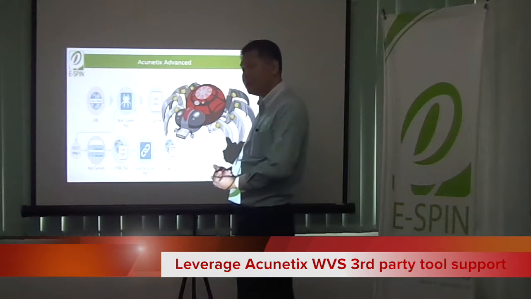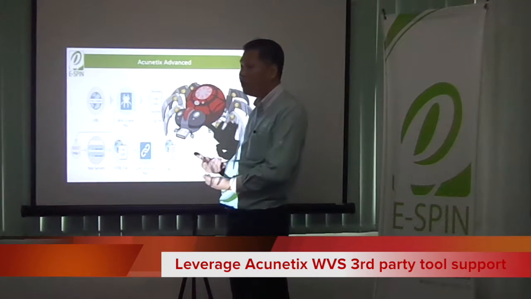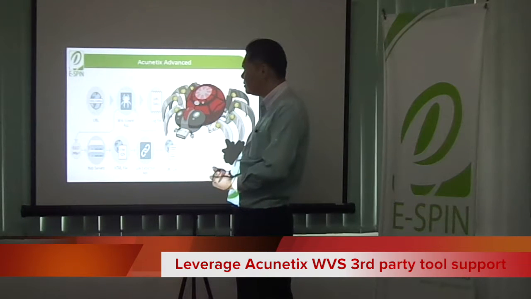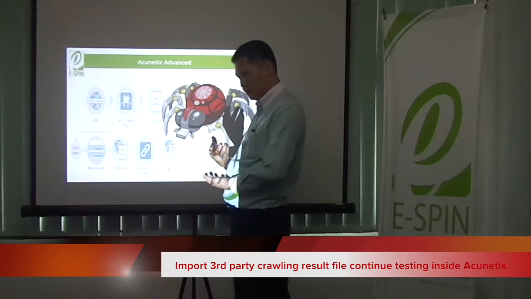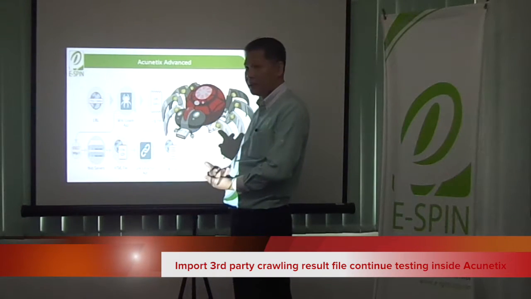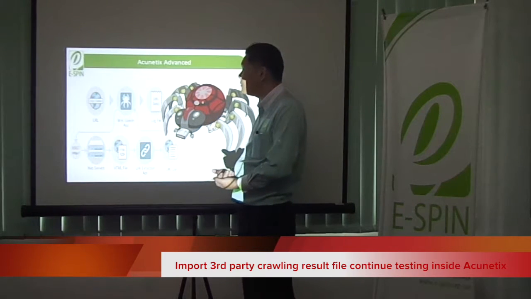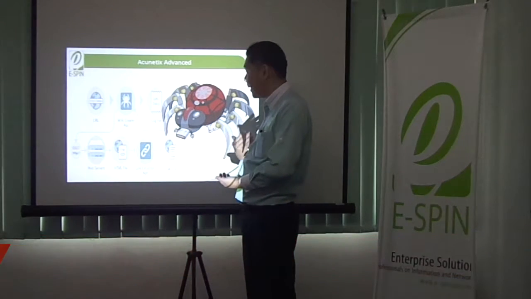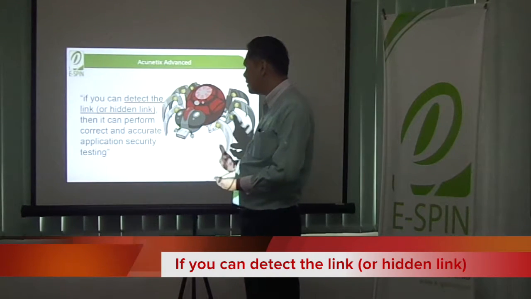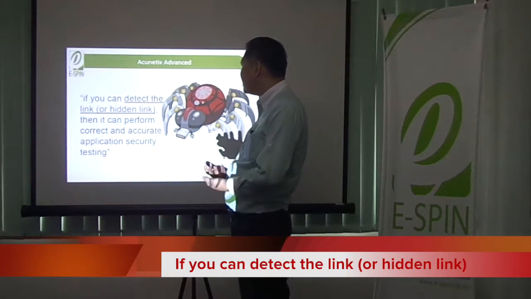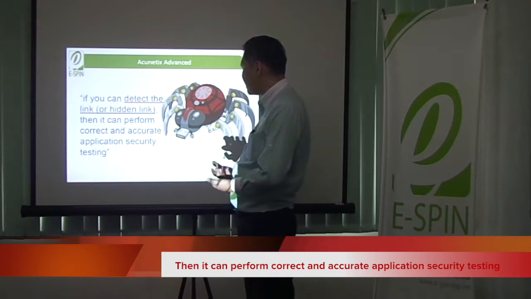So this is one of the areas where you can make use of Acunetix third-party tool support. For instance, later on we will show you which tools, hands-on in the afternoon session, and how to make use of other tools and then import the crawl file to continue inside Acunetix. We're talking about continuing the application security testing from there. It is very logical to say so: if you cannot detect the link or hidden link, then it cannot perform correct and accurate application security testing.